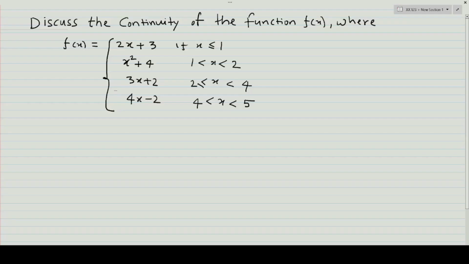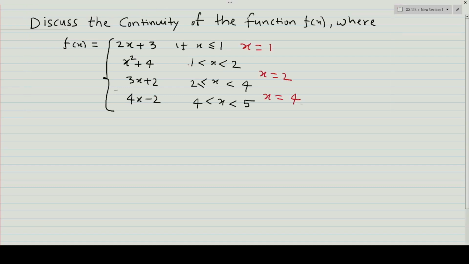Discuss the continuity of the function f(x), where f(x) equals 2x plus 3 if x is less than or equal to 1, x square plus 4 if x is greater than 1 and less than 2, 3x plus 2 if x is greater than or equal to 2 and less than 4, and 4x minus 2 if x is greater than 4 and less than 5.